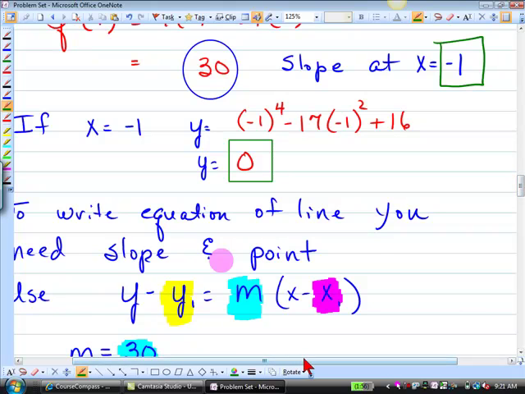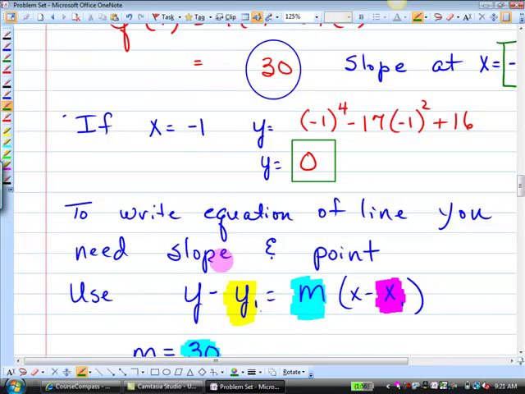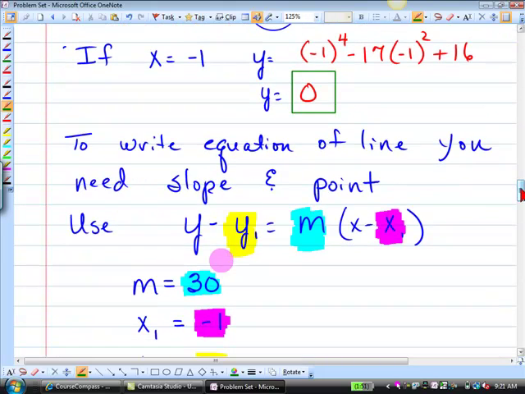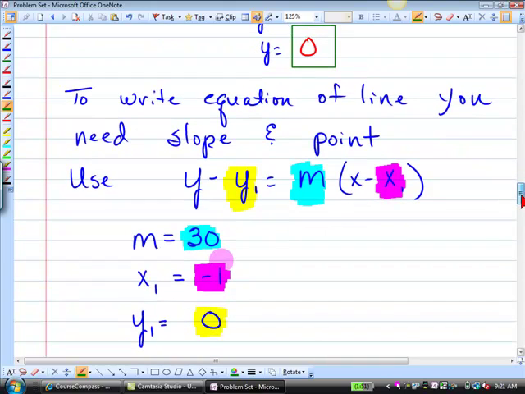So I've written the point slope formula right here. y minus y1 equals m times x minus x1. You need to know that. If you don't know that, you need to know it. And I've written down the parts that we found, 30, -1, and 0, and we're going to plug those into that equation, and that's going to give us the equation of the tangent line.